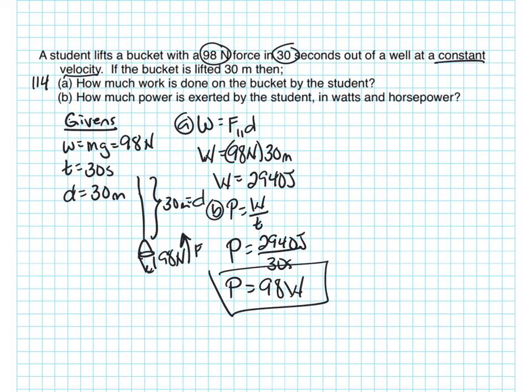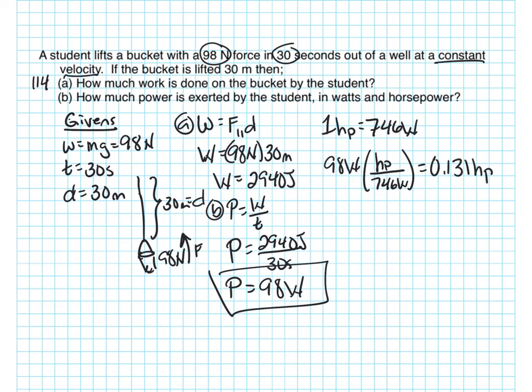Awesome. Now I've got to convert that to horsepower. So horsepower is our bizarre unit of power. We know that 1 horsepower is equal to 746 watts. So that means to convert this, I'll take 98 watts, and then I'll use dimensional analysis basically: horsepower over 746 watts, and that's going to equal 0.131 horsepower.